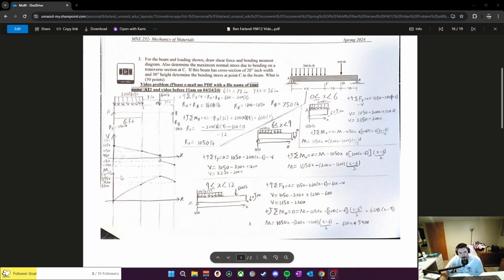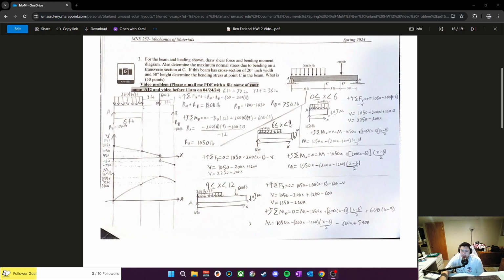And we could do the same with the bending moment. Go down further, create the graph for it. At x equals 0, the bending moment is equal to 0. At x equals 6, the bending moment is equal to 6300. We draw the line there. And then at x equals 9, actually we have not gotten there yet.